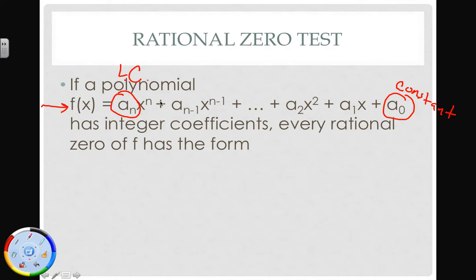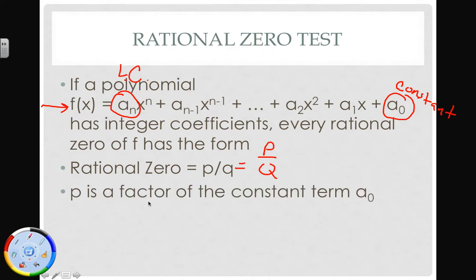Okay, so if you have a polynomial that has integer coefficients like this, an integer means non-fractions. It's the numbers you see on a number line. Then every rational zero of f has this form: p over q. This is the same thing as what you remember from last year, p over q. And p and q have very special roles. p is a factor of the constant term.